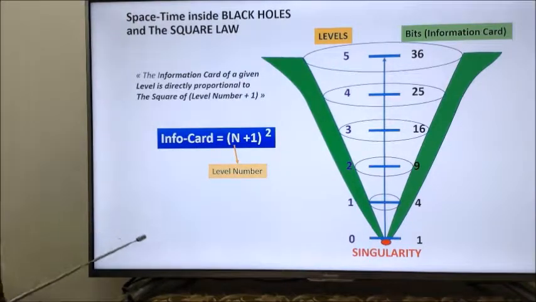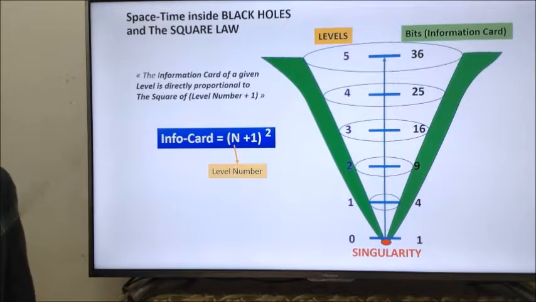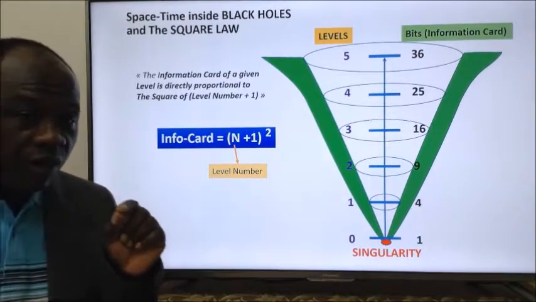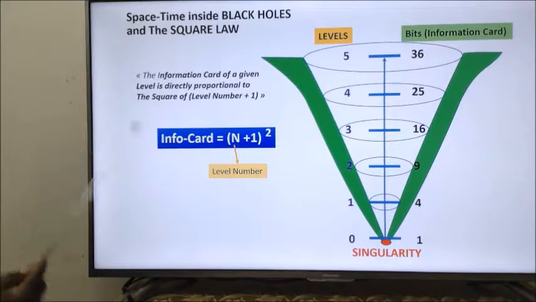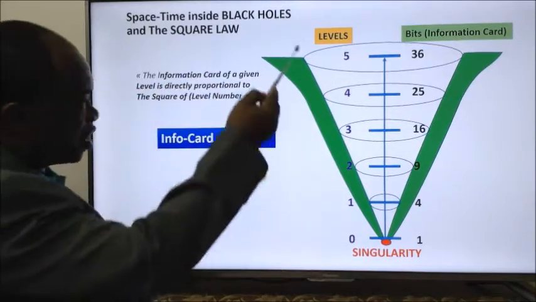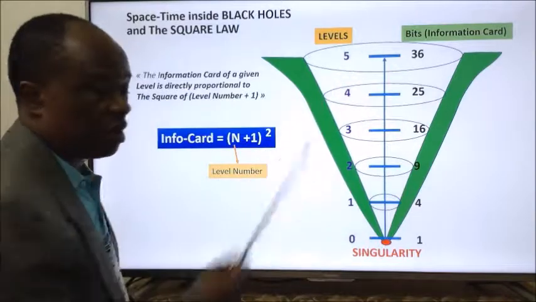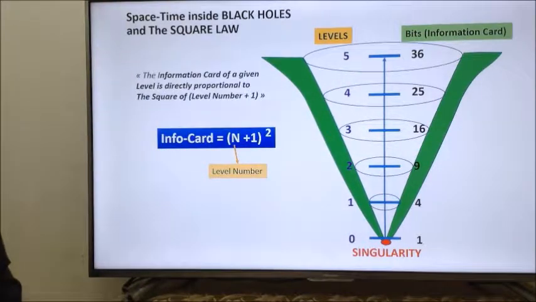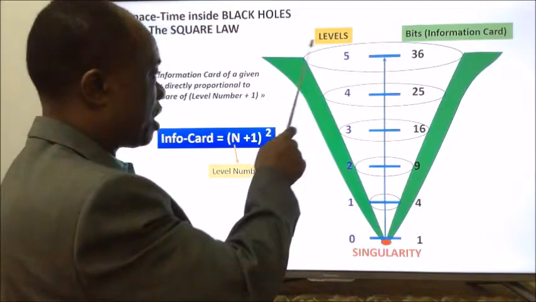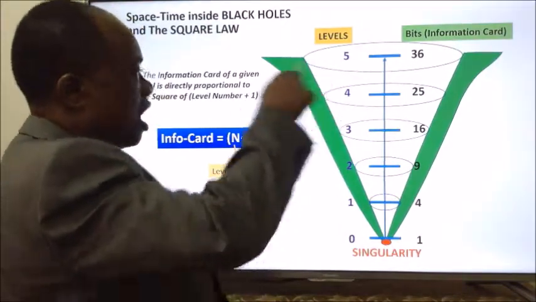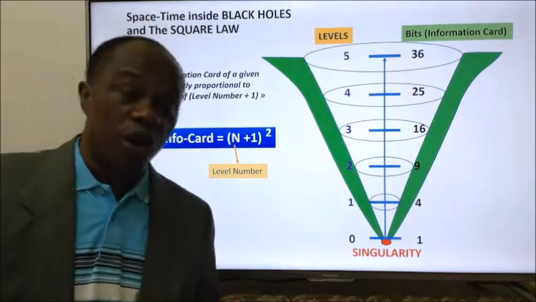Inside the black hole, it says that the information card at a given level is directly proportional to the square of the level number plus 1. So we have this as our black hole. We see levels here. These are levels. You will understand why we need these levels. And here is the singularity. And on the surface of the black hole, you have an information card. This is told to us by the holographic principle.